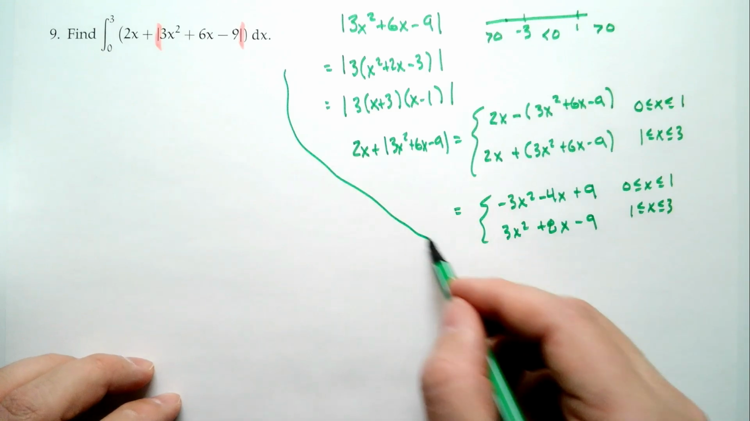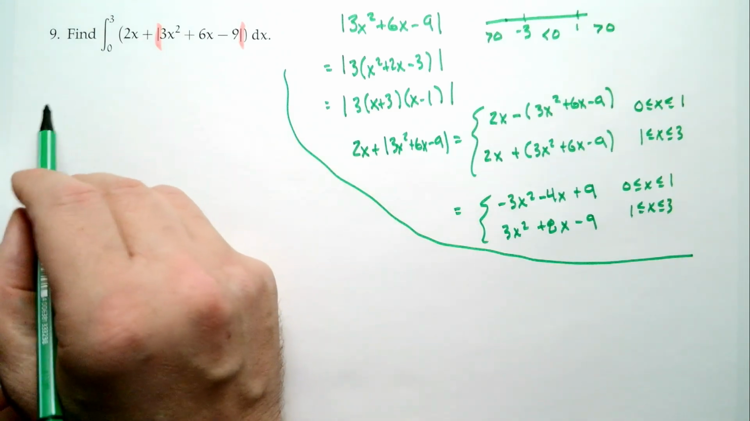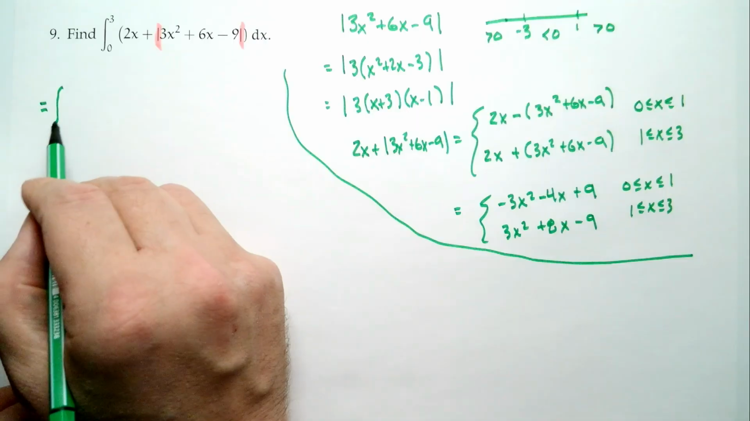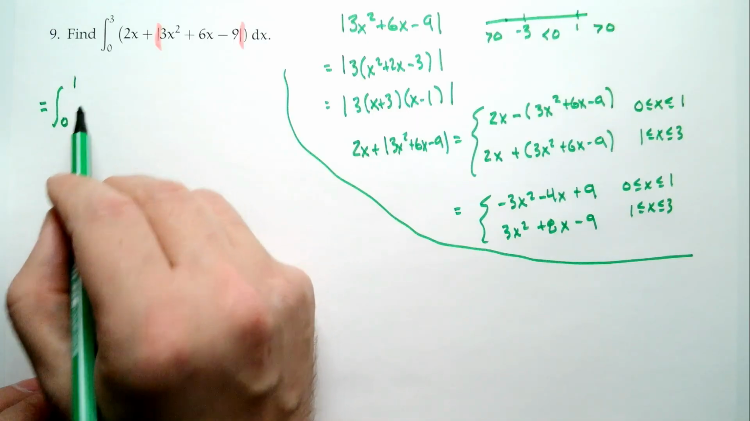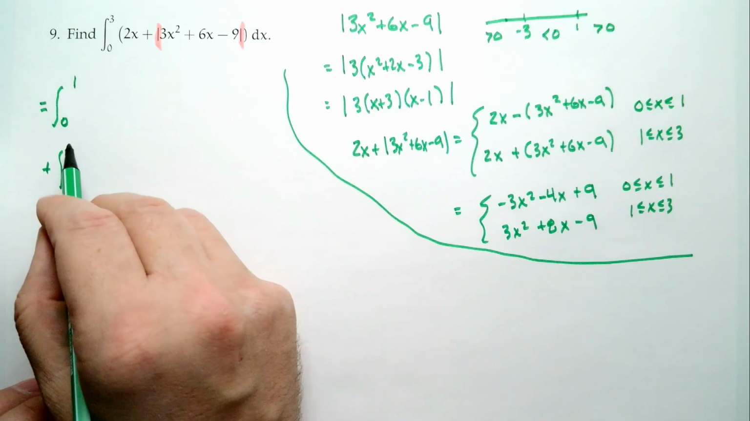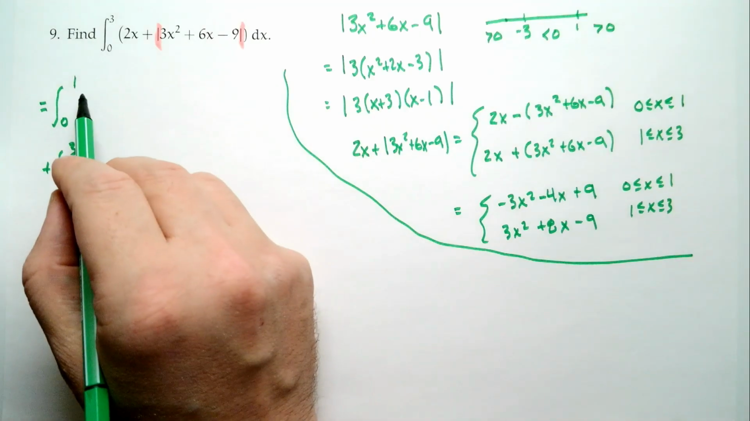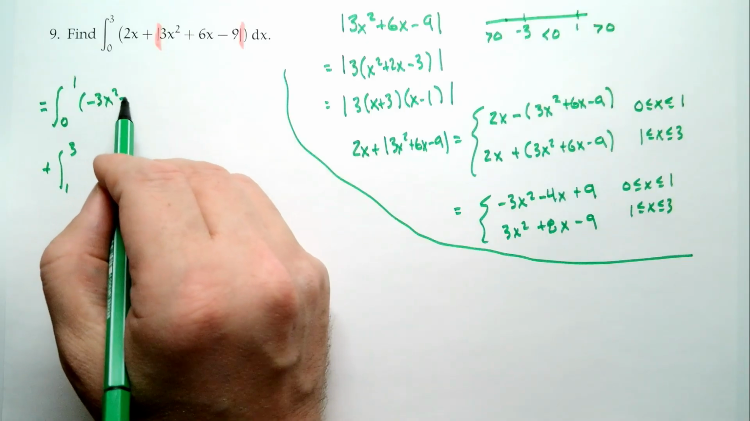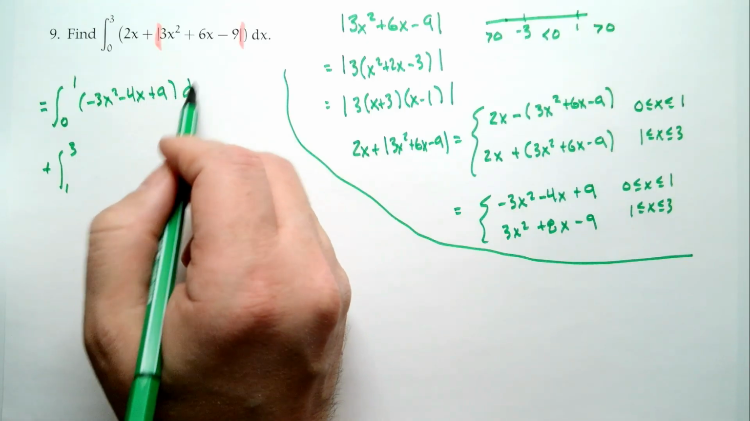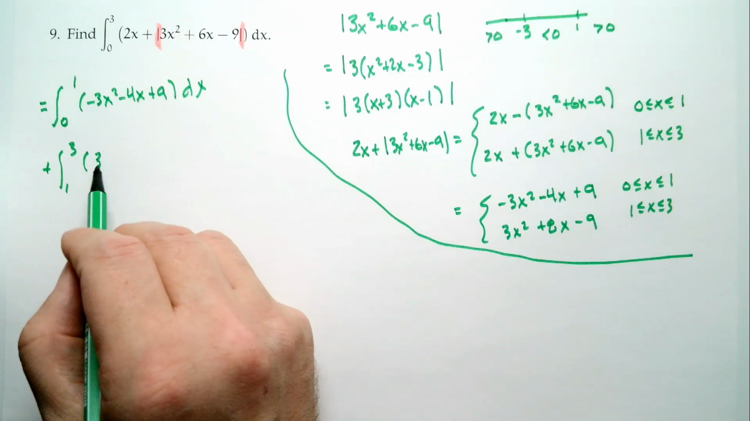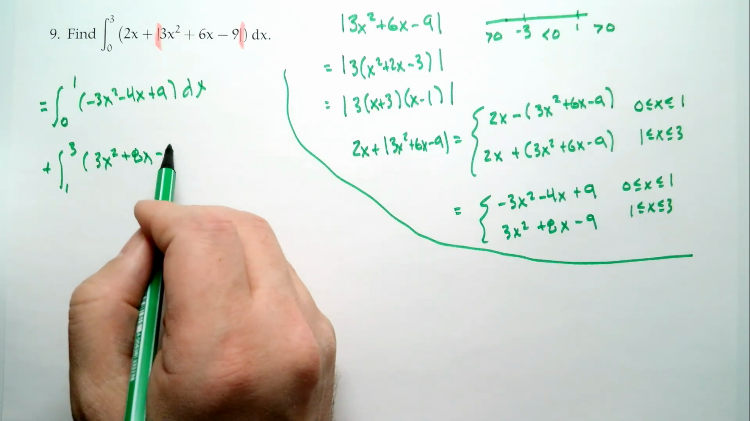All right, so that work allows us to do the following. It says, let's take this original integral, and we're going to split it up into two parts, 0 to 1 plus 1 to 3. Because we can always take an integral and break it into parts. And if you ever have a function which is defined piecewise, that's the natural thing to do, is to pull it into pieces, each piece of which is easy to understand. So, from 0 to 1, our function would be minus 3x squared minus 4x plus 9. From 1 to 3, our function would be 3x squared plus 8x minus 9.